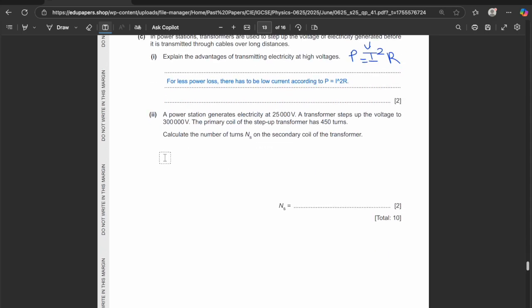2. A power station generates electricity at 25,000 volts. A transformer steps up the voltage to 300,000 volts. The primary coil of a step-up transformer is 450 turns. Calculate the number of turns on the secondary coil of the transformer. As a rough idea, because it is a step-up, the number of turns has to be greater than this. We have the equation Ns divided by Np is equal to Vs divided by Vp. If we want Ns, the number of turns, so 450 into 20, this is going to be the secondary coil voltage, so 300,000.